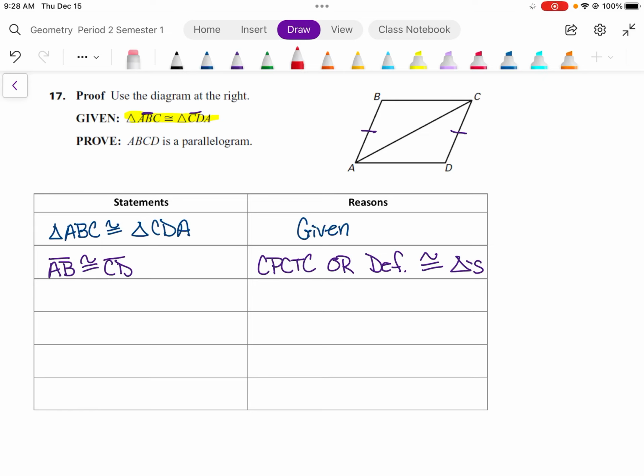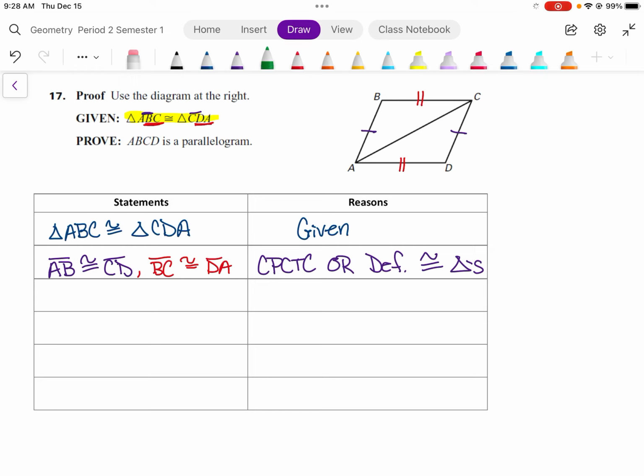And using that same line, we know that BC, the last 2 letters, is going to be congruent to DA. So we can just add that on to the same line. Now we have both pairs of opposite sides are congruent. That's enough to say we have a parallelogram.